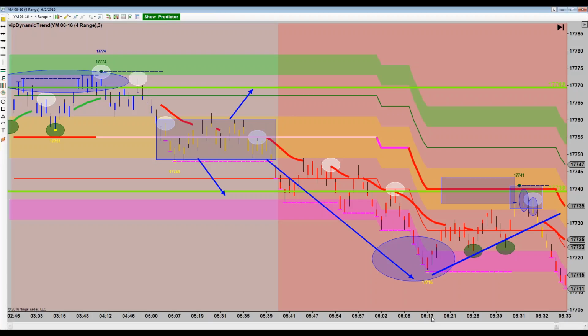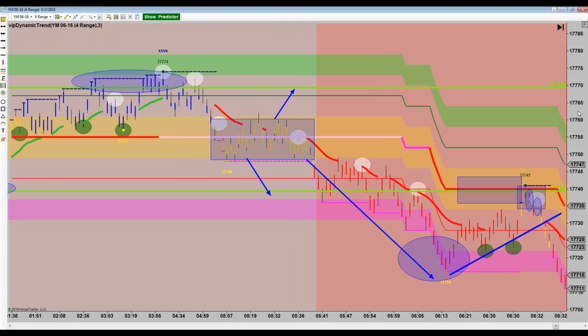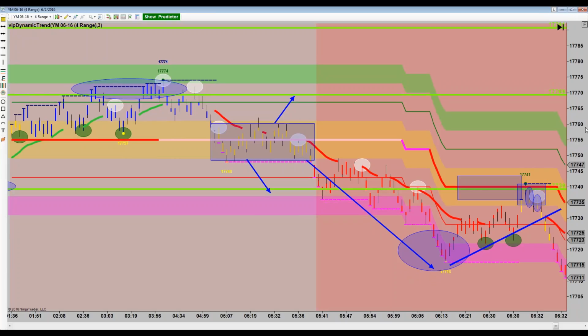Now, looking at this chart, when you take the trade, where are we going to put our first target? And by the way, if you can, and this is one of the advantages of trading YM or NASDAQ, which is a $5 instrument, right?